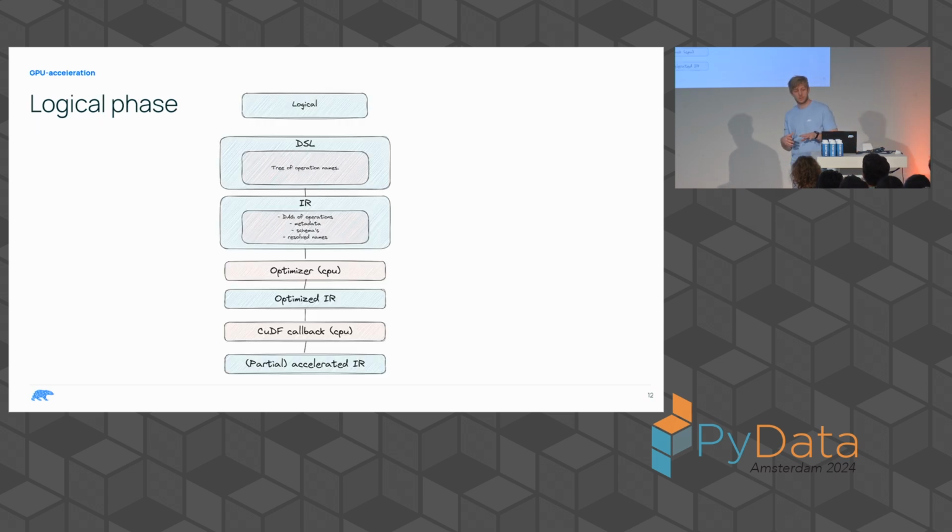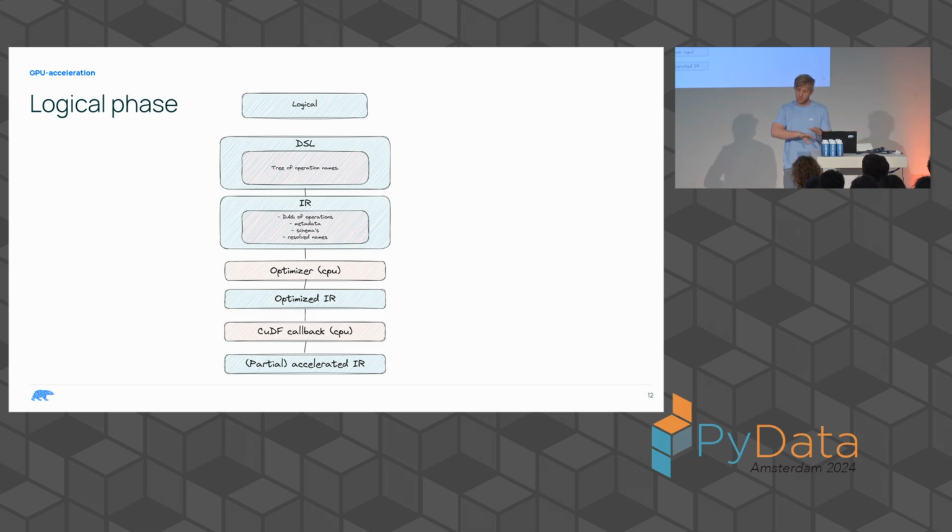But where do we now feed in the GPU engine? How are we going to make that work? So on the logical phase, we have the same tree. We go from DSL to IR, and then we go to the optimizer, which still runs on the CPU. And we get back this optimized IR, and then with this optimized IR, we feed this back to the QDF code.